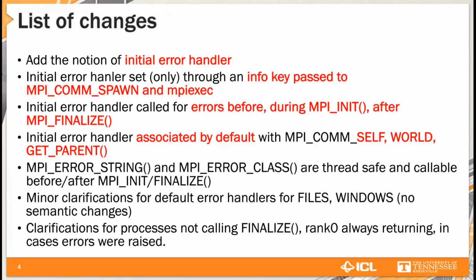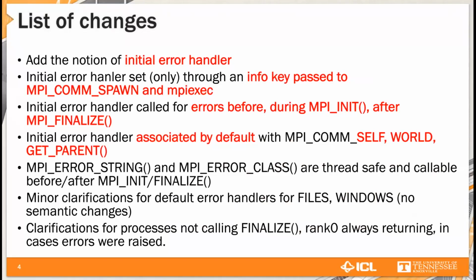Because we are going to return errors, we need to be able to understand what they mean. So we have error strings and error classes that can be called before and after MPI init and are thread safe. And we also have a bunch of minor clarifications because the term default error handler already appeared somewhere else, so we wanted to make sure that there was no confusion here.